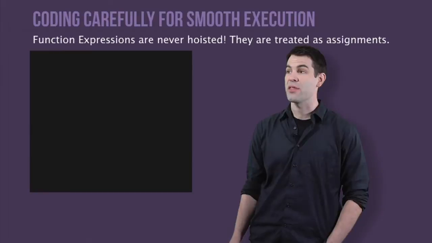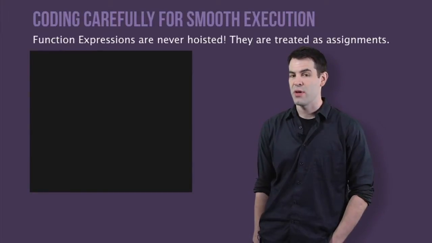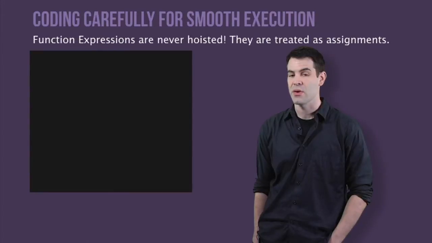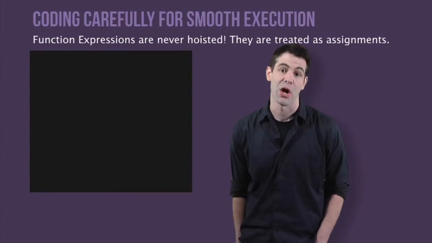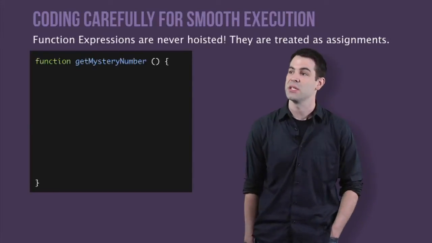Let's take a look at another build of the get mystery number function. This one's going to involve function expressions. Now, something to note here is that function expressions are never hoisted. They are always treated as assignments. So let's take a look.